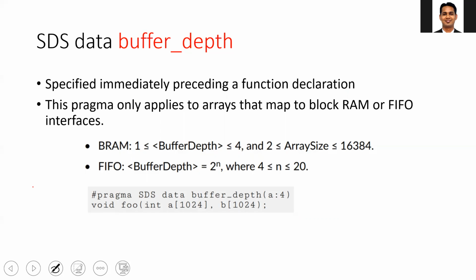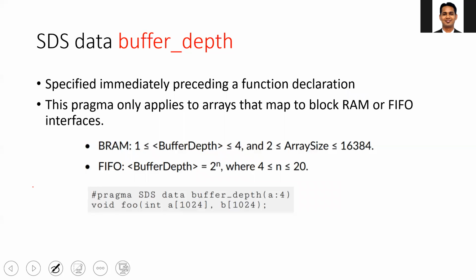Okay. So for example, in case of block RAM, you can say that I want 1 buffer, 2 buffers, 3 buffers, or maximum you can have 4 buffers. And each buffer size, number of elements in each array, can go from 2 to 16384. Okay, these are the FPGA constraints which are there based upon the amount of block RAM. If you are talking about the FIFO, in the FIFO you can specify the size of the FIFO. It can go from 2 to the power 4 elements, that is 16, to 2 to the power 20 elements in the FIFO.